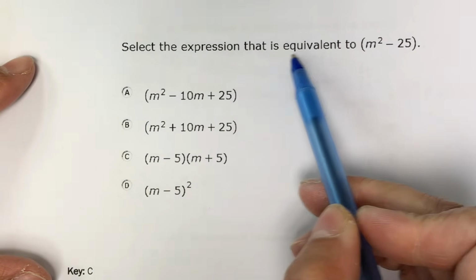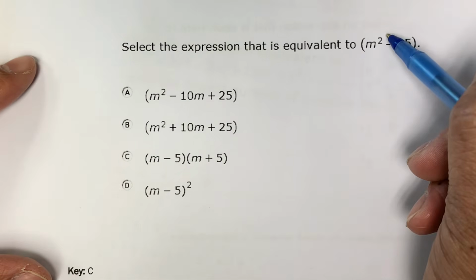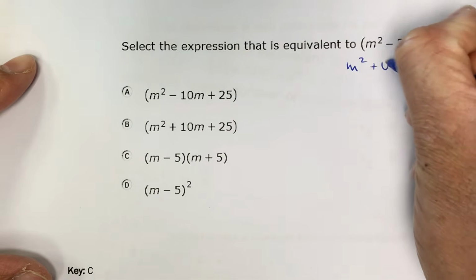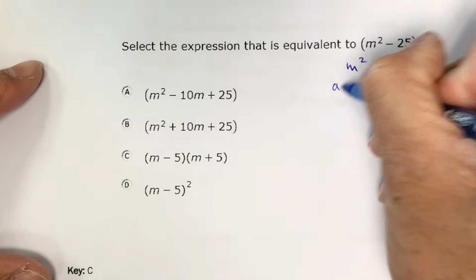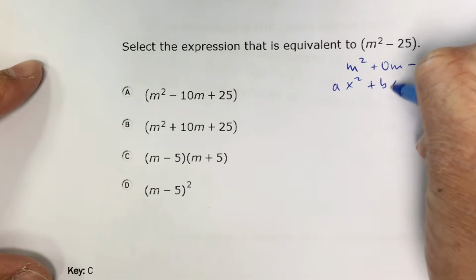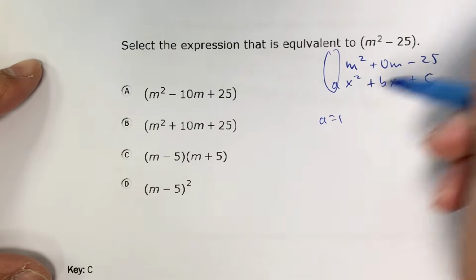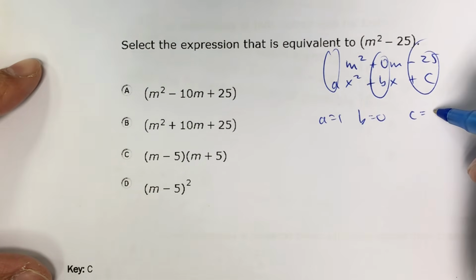Select the expression that is equivalent to m squared minus 25. I recognize this is to the power of 2, so this is a quadratic. And if I add a 0m here, now I have a trinomial. If you forget, the standard form for trinomials looks like this. And then you have an a value that's 1, b is 0, and c that's negative 25.